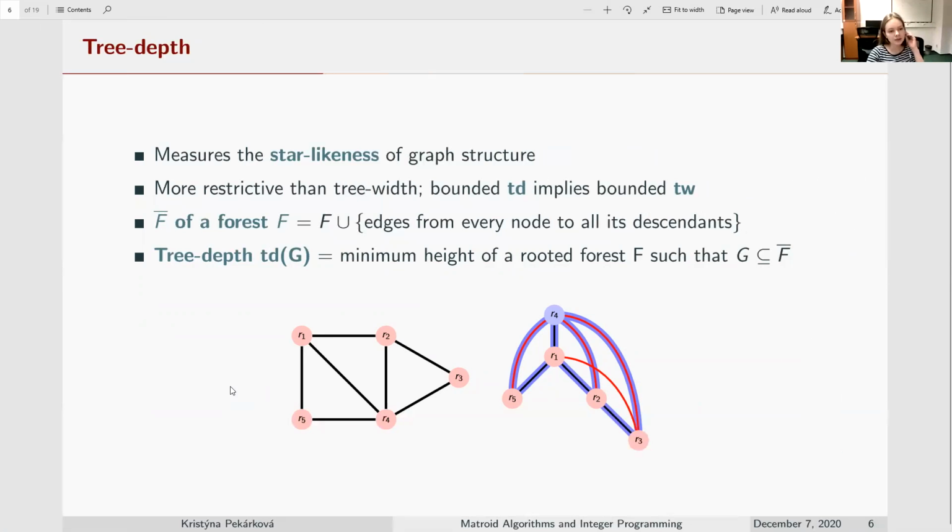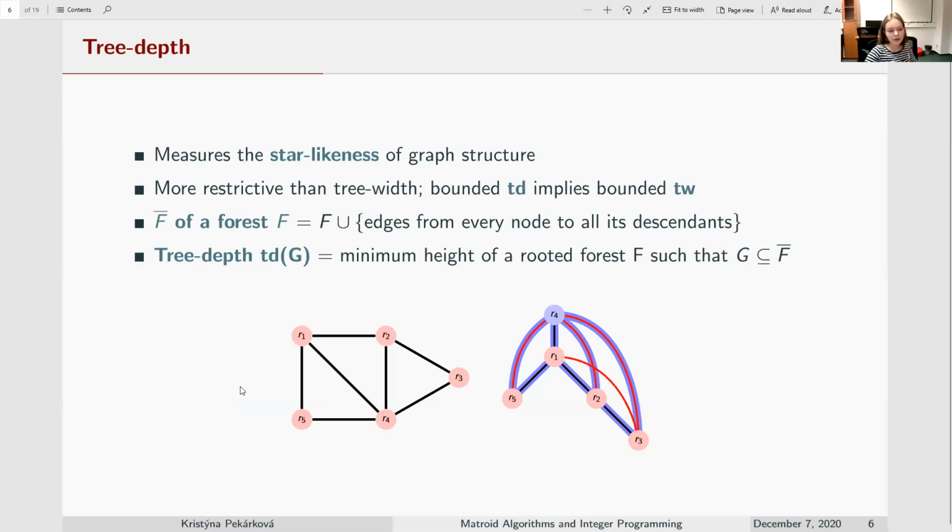So tree-depth is in some way similar to tree-width, as it measures how close our graph is to a tree. But in this case, it measures how close it is to a special kind of tree. It measures how close it is to a star. So tree-depth is a more restrictive parameter than tree-width, as I mentioned before. And bounded tree-depth implies that the graph has bounded tree-width. Informally, if a graph has a high tree-depth, then it means that there's a long path in it.